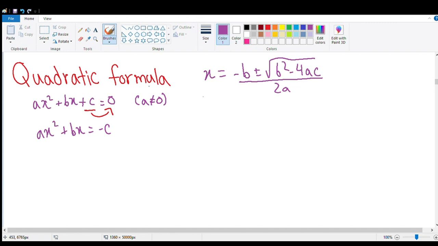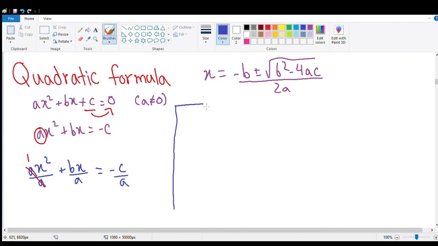Our second step is to make x squared coefficient 1, which is a right now. So we eliminate this a right here. But how we're going to do that is we're going to divide every single thing by a, so every single term. So that way this a and a will cut out and we get 1, but these, of course, a's remain there.